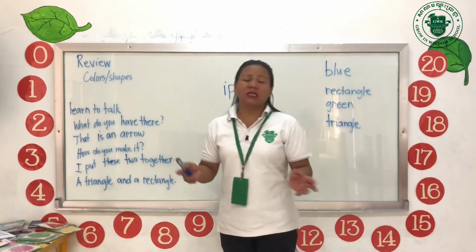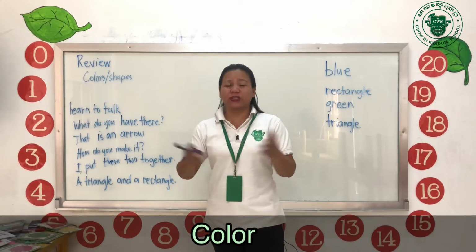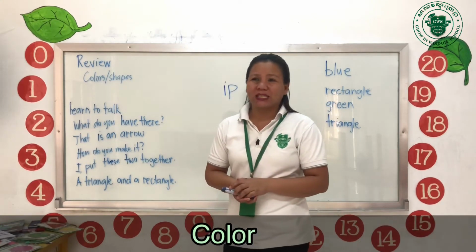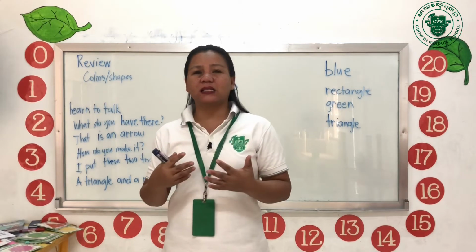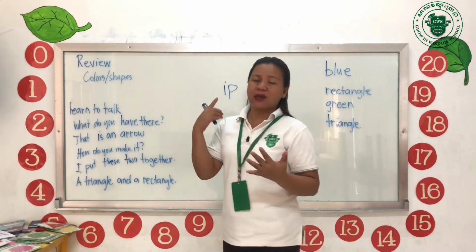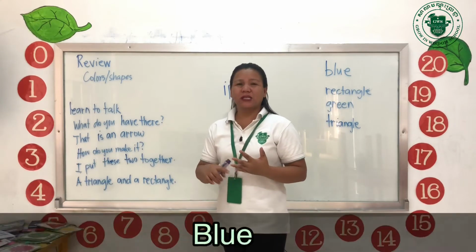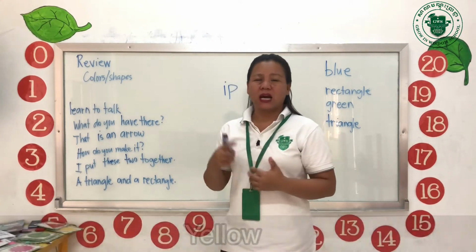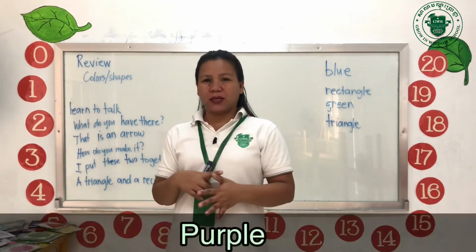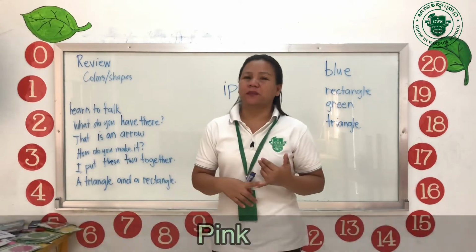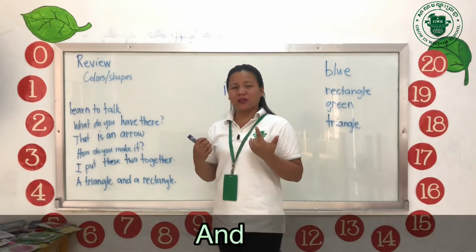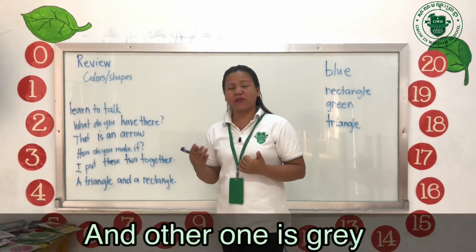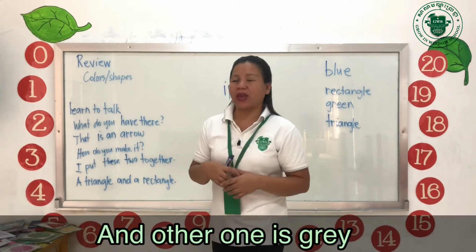Do you know colors? Okay, can you give me the colors? Okay, red, blue, yellow, orange, purple, pink, brown, black, and white. Or the other one is gray.